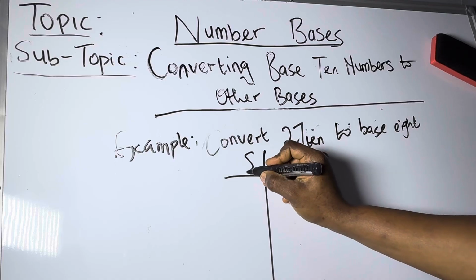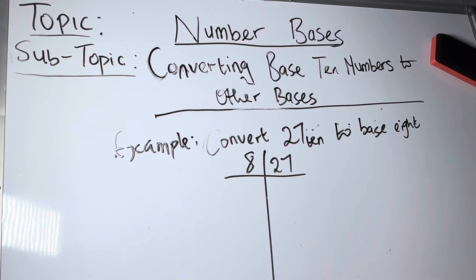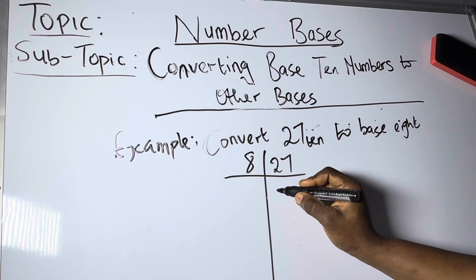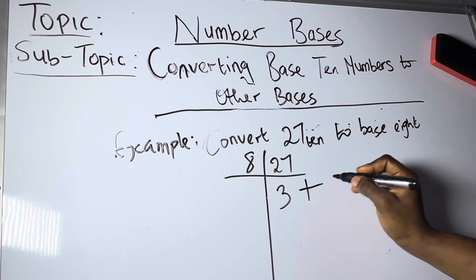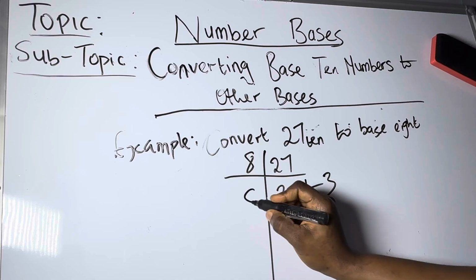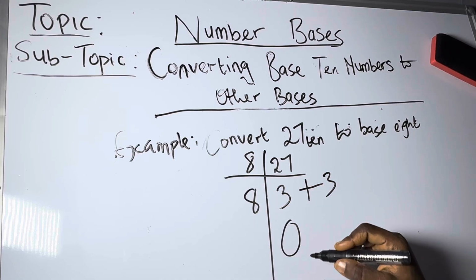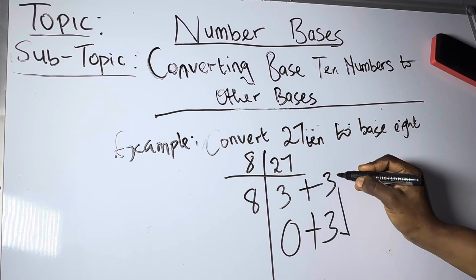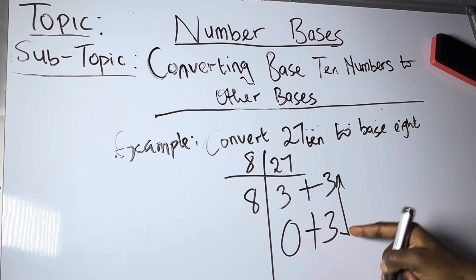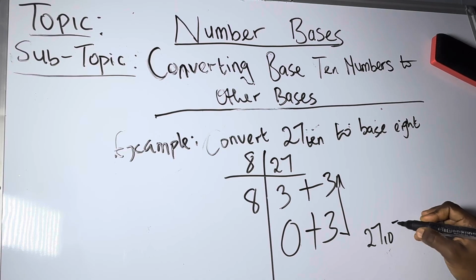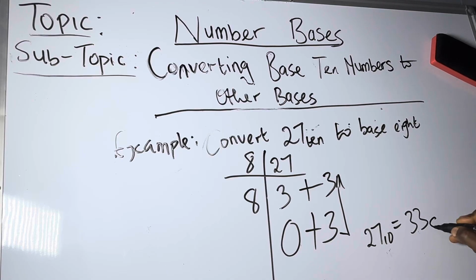27, this is 8. 8 in 27 is 3, remainder 3. 8 in 3 is impossible, that's 0, remainder 3. So I'm going to pick my answer from the down part, which means 27 in base 10 equals 33 in base 8. Do you understand?